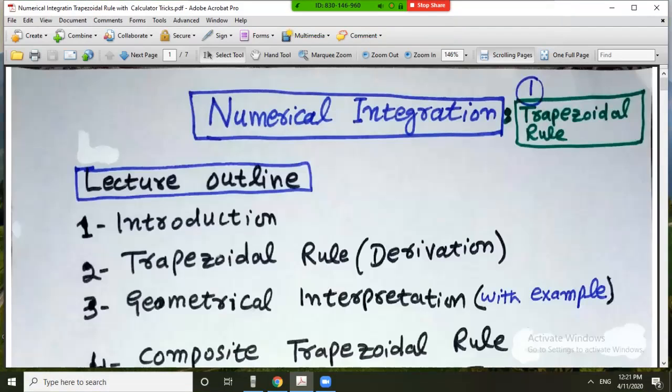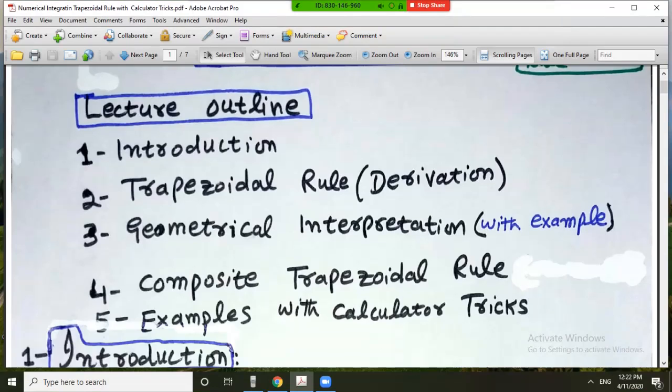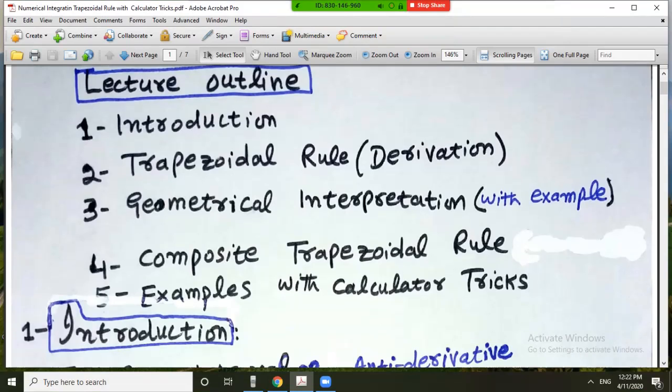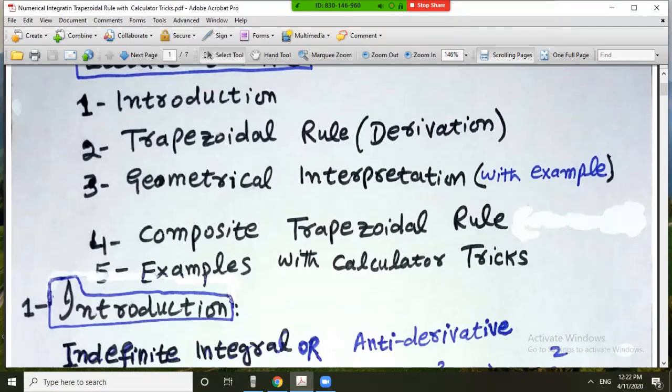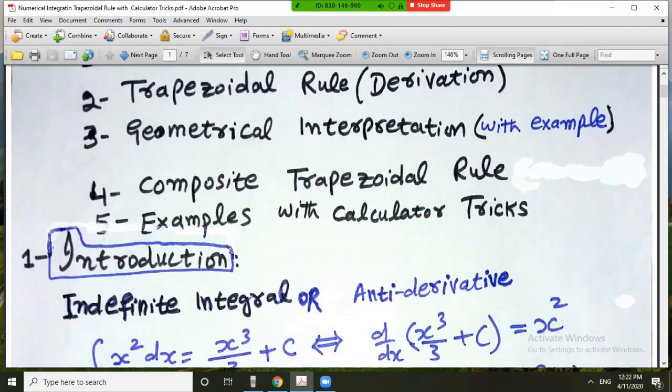Hello and welcome to the video lecture of Numerical Integration: Trapezoidal Rule. The outline of the lecture is: Introduction, Trapezoidal Rule, Derivation of the Formula, Geometrical Interpretation by an Example, Composite Trapezoidal Rule, and finally some examples on Composite Trapezoidal Rule with calculator tricks.